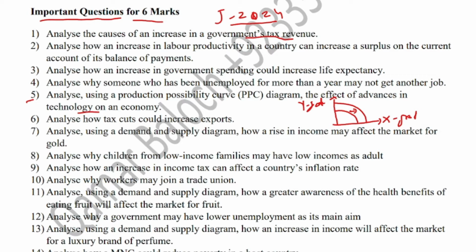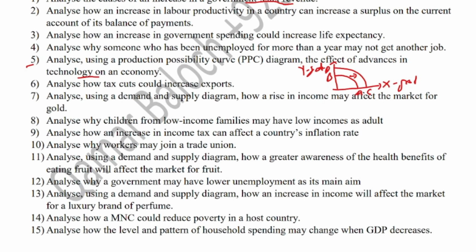And initially the PPC was, let's say, AB, and it will move to CD to the right. Then you will have to make this diagram, and you will have to explain it. Whatever I was speaking is the explanation of this diagram.